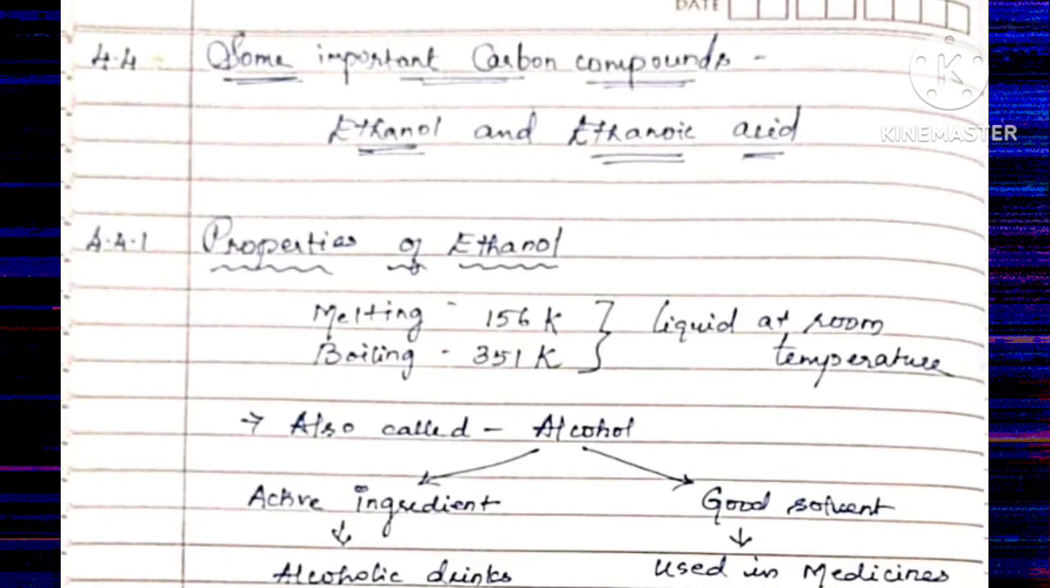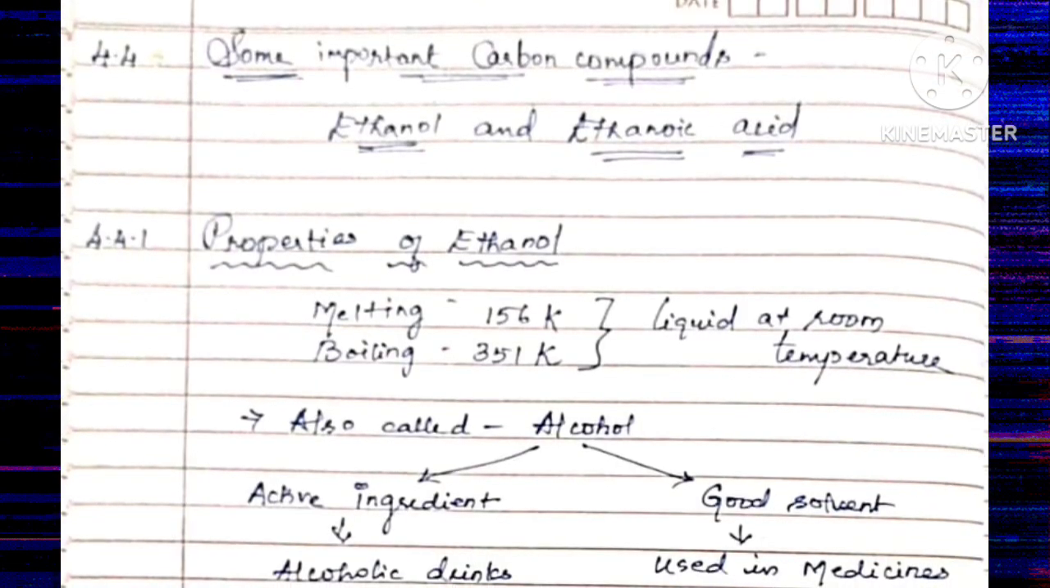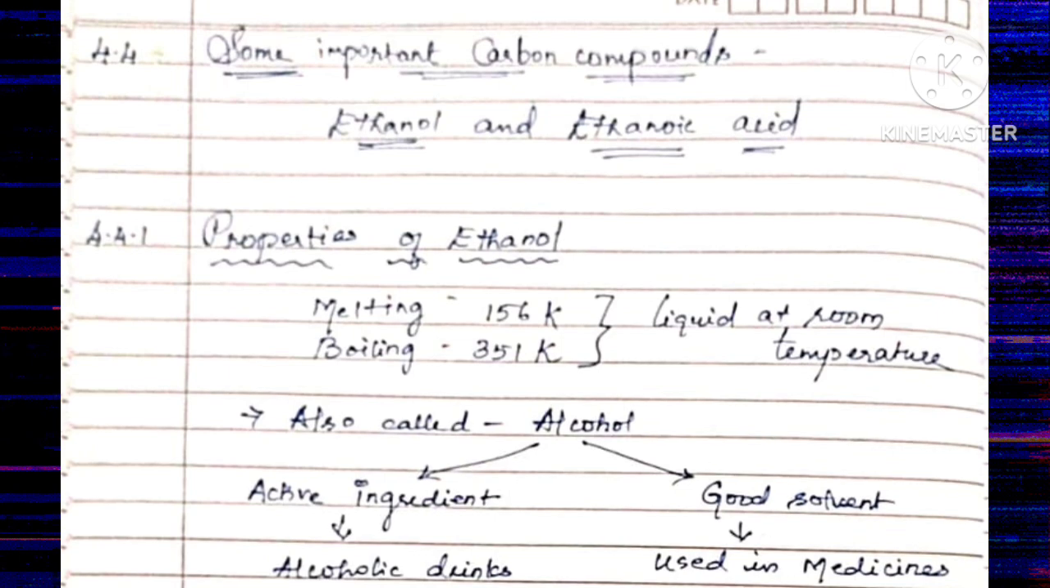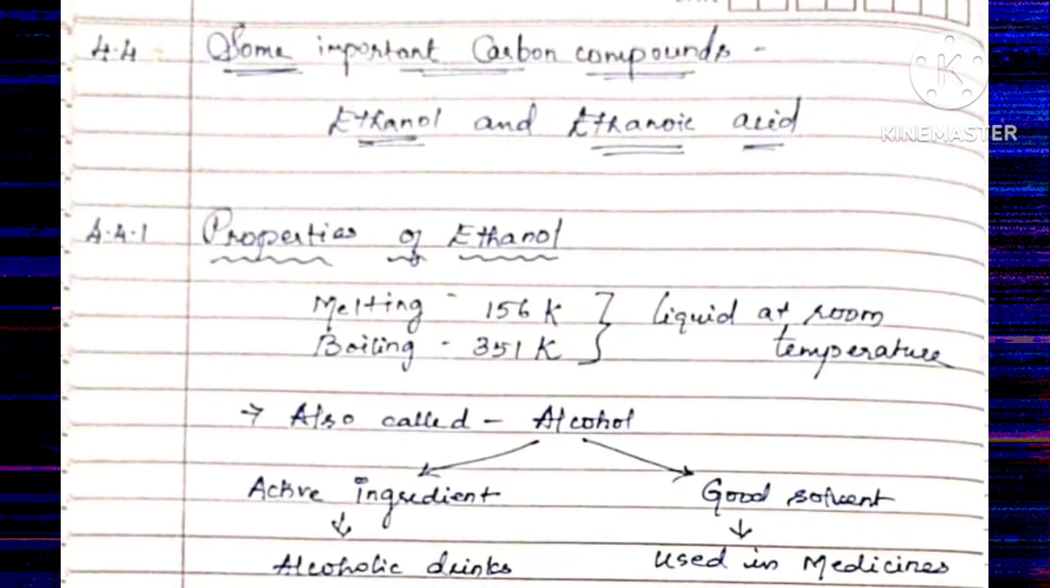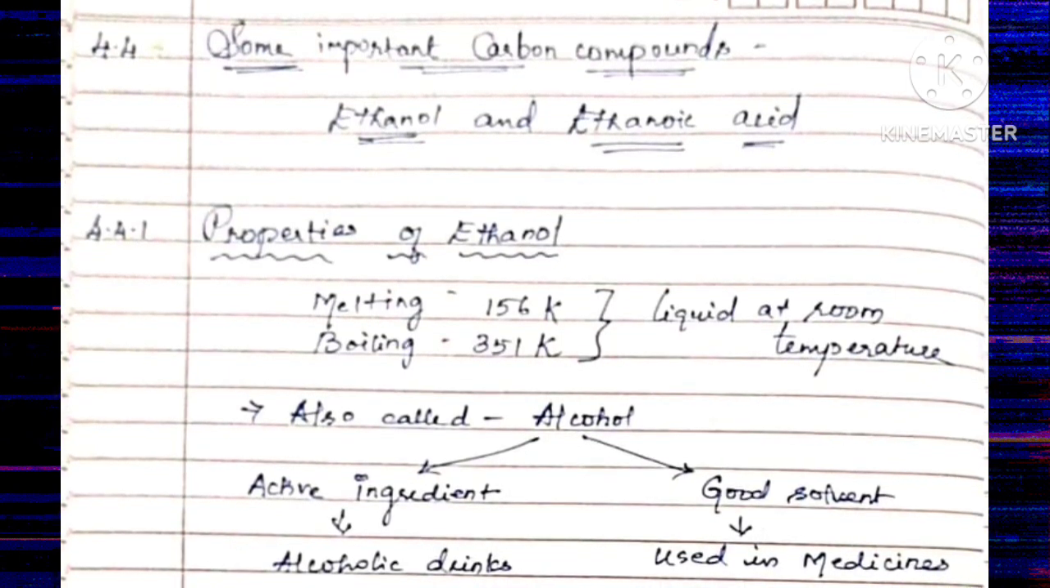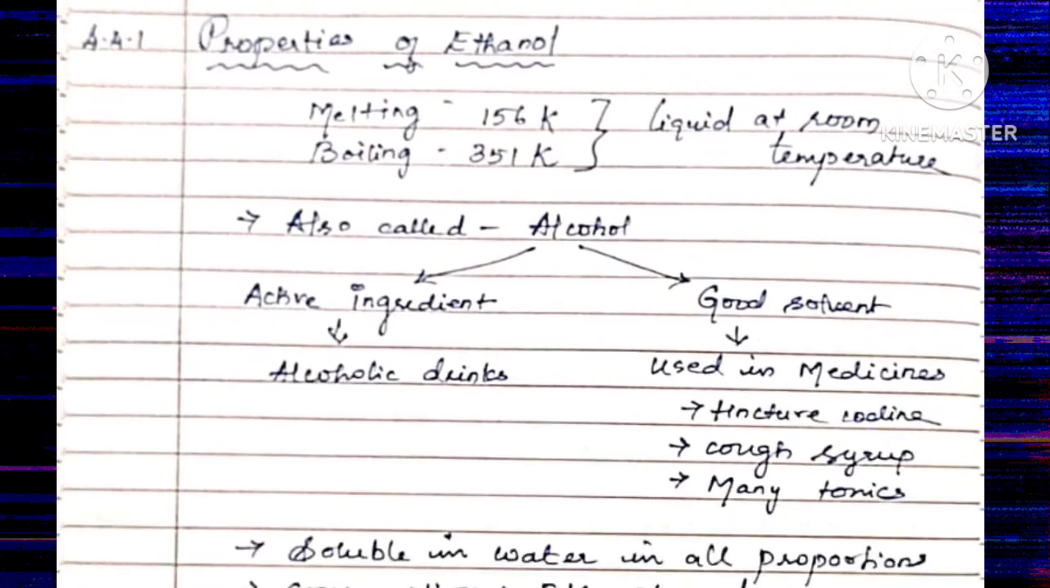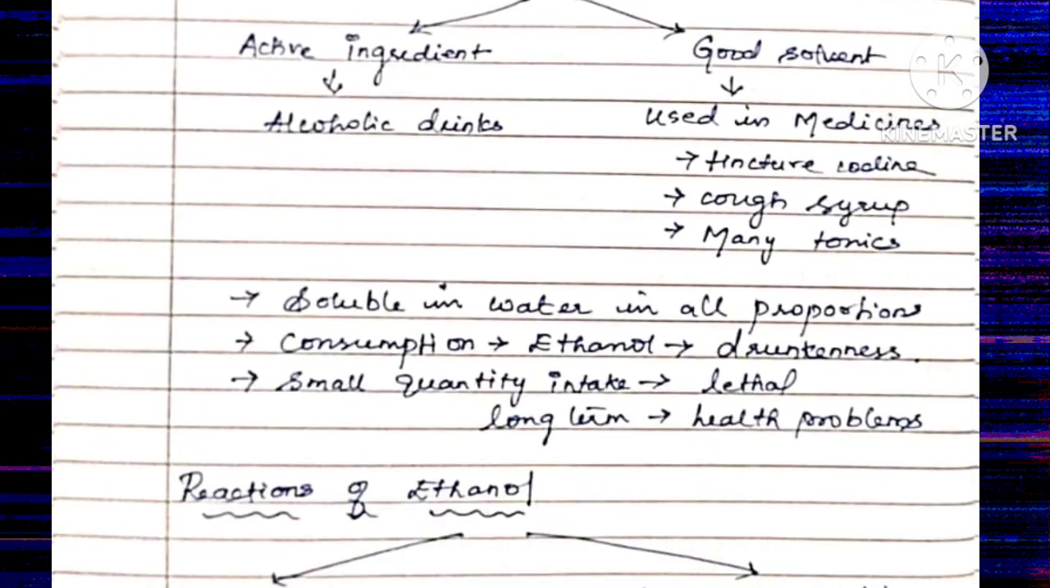The next topic is some important carbon compounds. In this, we are going to see ethanol and ethanoic acid. First, properties of ethanol, which has a melting point of 156 Kelvin and a boiling point of 351 Kelvin, which gives a liquid state at room temperature. It is an active ingredient in alcoholic drinks, and a good solvent which is used in medicines in the preparation of tincture, cough syrup and many tonics.